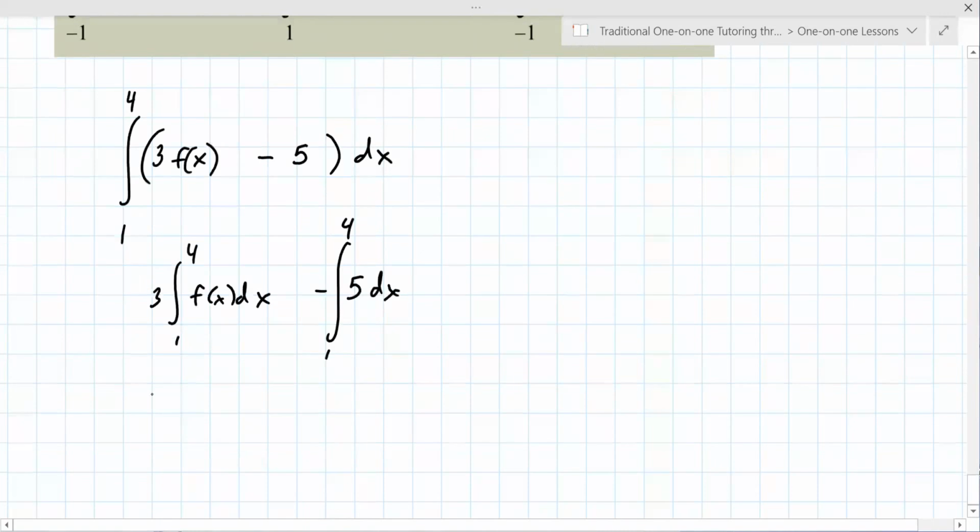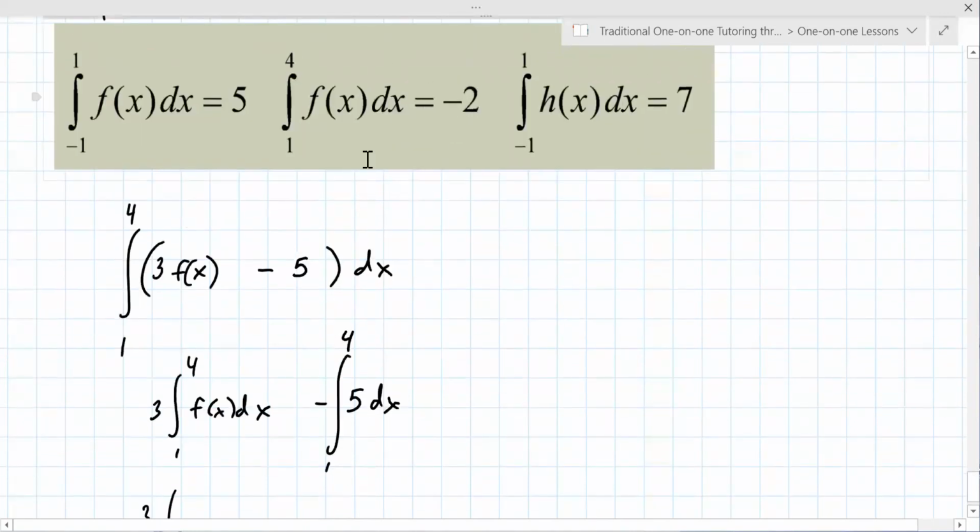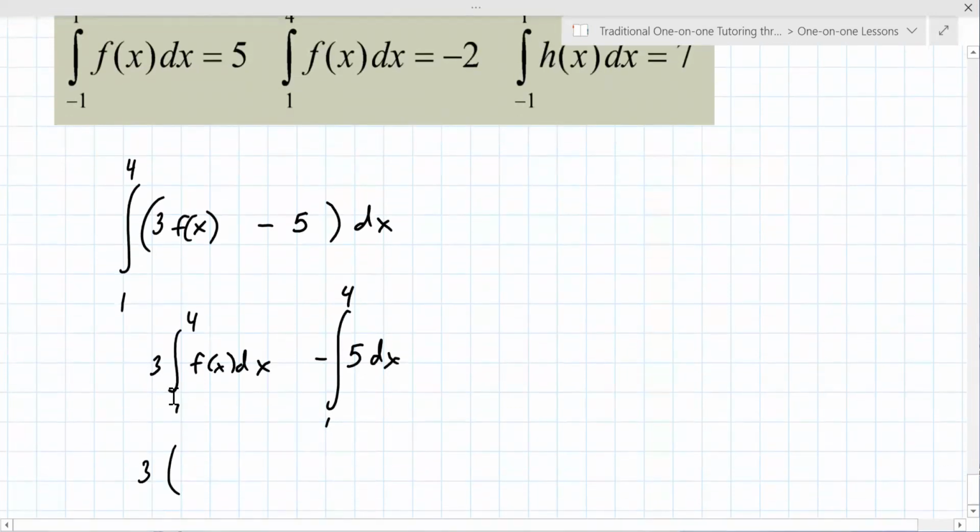Now the one on the left is 3 times -2, because that's f of x. How do you do this one on the right when it's just a number? Just multiply them. It's 4 minus 1 times 5. Yeah. Okay. So that's that box thing. Right. And it's 15. It's -6 minus 15. It's minus 21. So it could be negative.